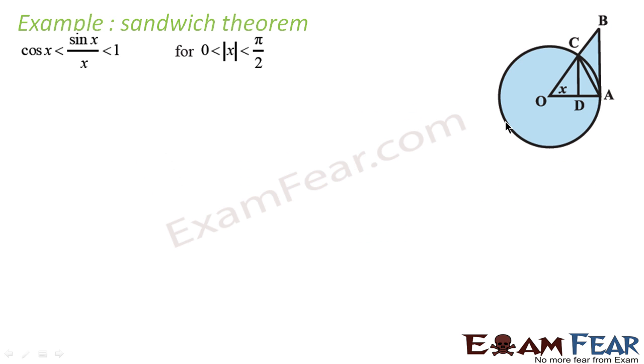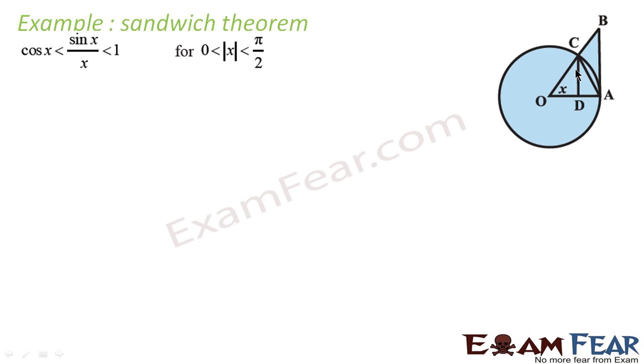So we have to prove that cos x is always less than sin x by x, and that is always less than 1 for x between 0 and pi by 2. What we see here is a circle and this is a triangle, this is also a triangle.